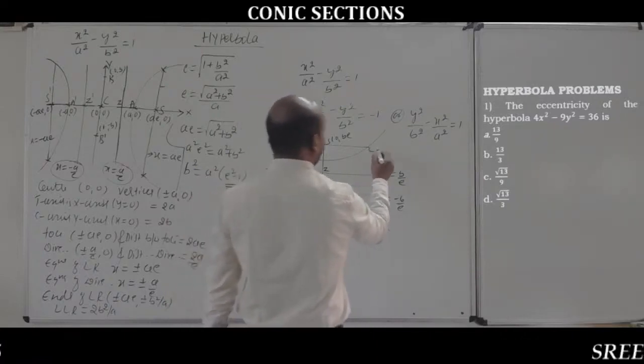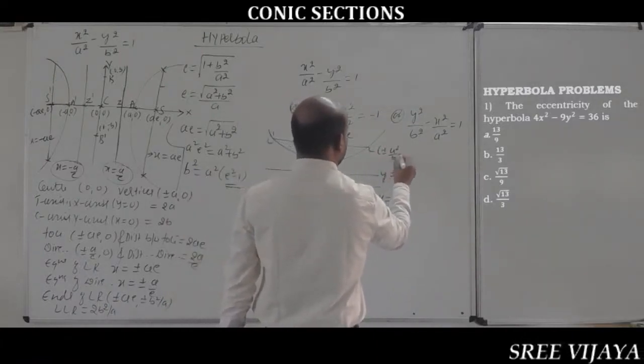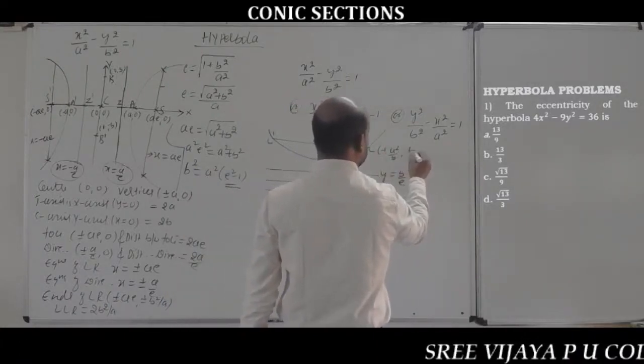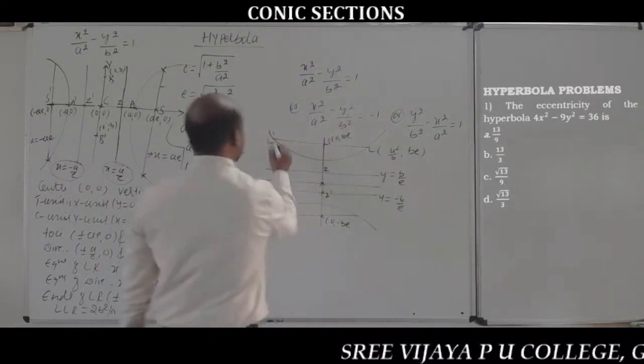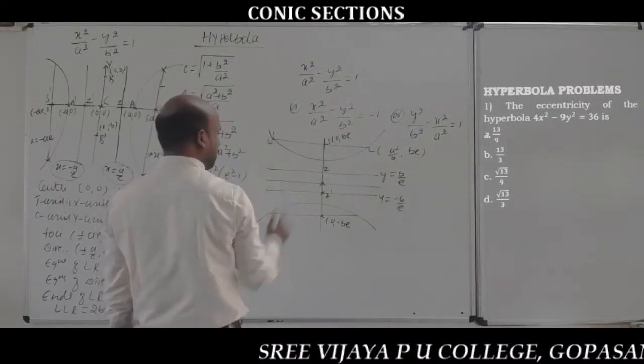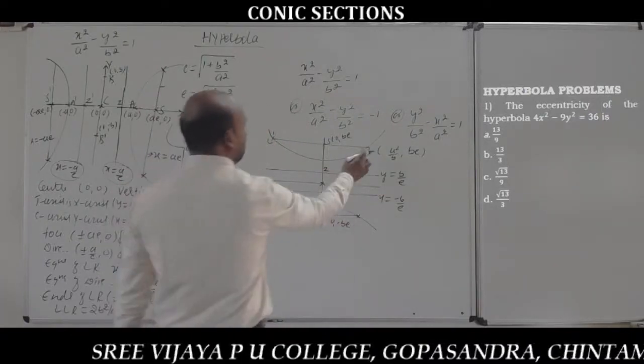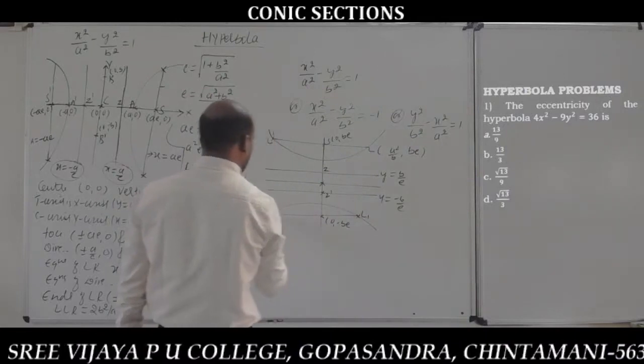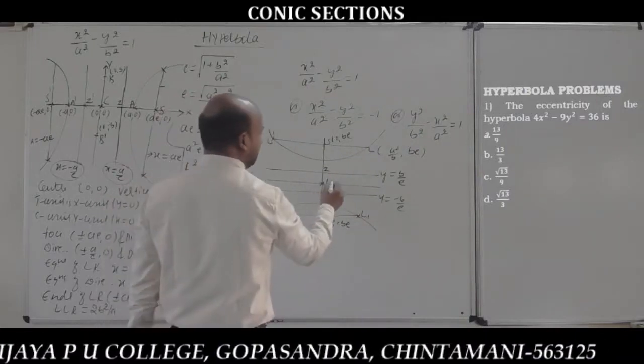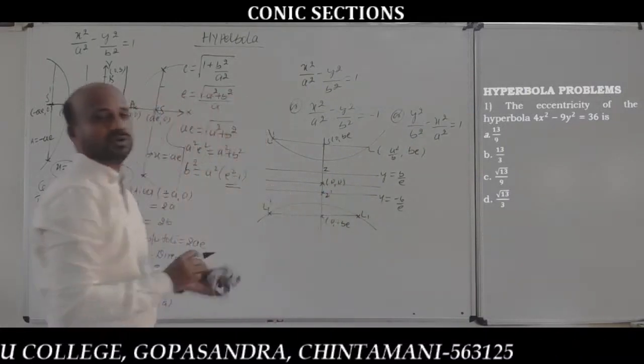So coordinates of L: plus or minus a square by b, plus b e, both are positive. And this one x negative, y positive. This one both are negative. This one x positive, y negative. Ends of latus rectum L dash, and this one L1 dash. Center 0 comma 0. Okay now.